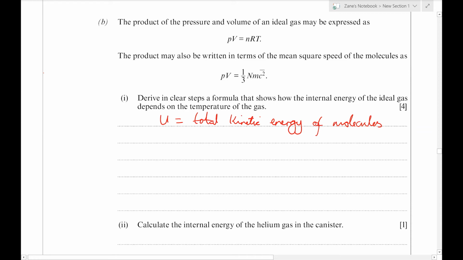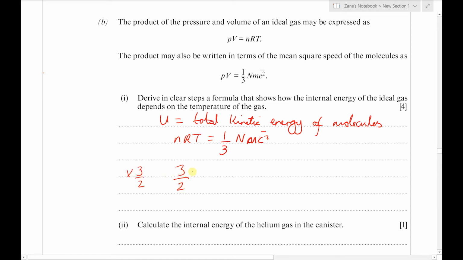To do this derivation, we're going to start by saying that PV is nRT and PV is also 1/3 Nmc squared bar. So we can equate nRT to 1/3 Nmc squared bar. If we look at the right hand side of the equation, it's almost what we want for U. N is the total number of molecules and kinetic energy is a half mc squared. So if we can get rid of the third and turn it into half, then the right hand side will actually be U. So we're going to multiply both sides by 3/2.